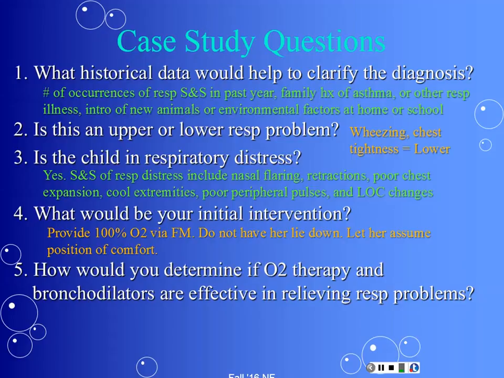If she can only talk to you in one word, kind of here and there, what are you going to look for? Can she talk in complete sentences? Does she tell you she can breathe better? You're going to look at her overall work of breathing. Are retractions either gone from severe to mild or moderate, or you're going to look for improvement in that.